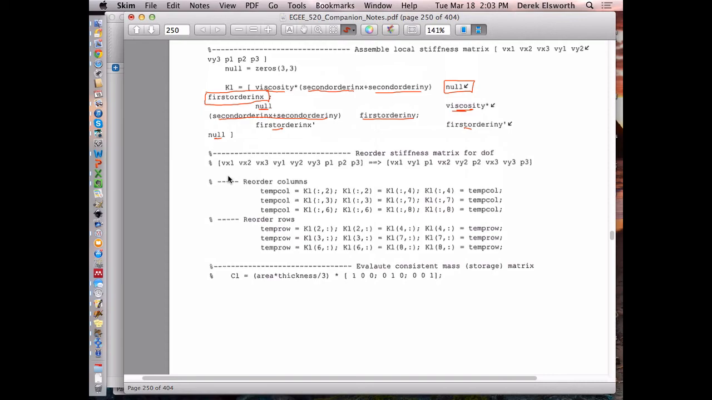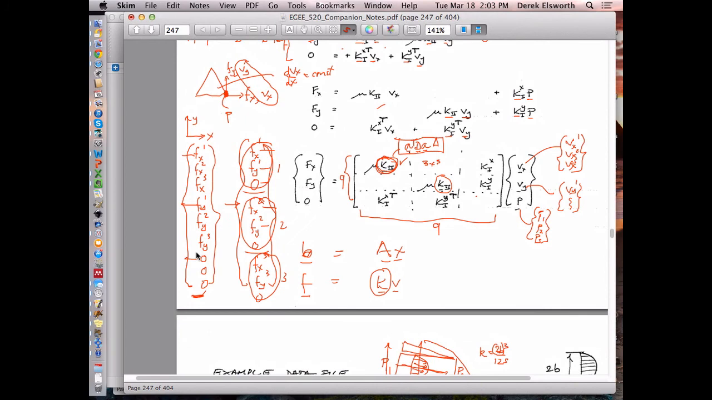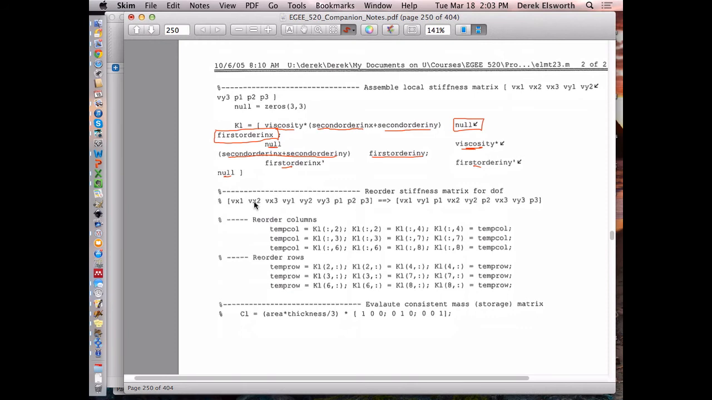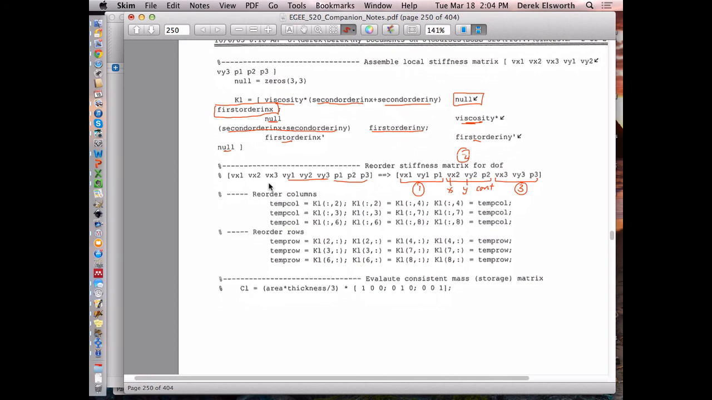This final part is basically doing that. I wrote it as forces on the left-hand side here, but obviously these forces relate to these velocities: velocities in x, velocities in y, and pressures. The way we have it right now is velocities in x, velocities in y, and pressures. We just want to rearrange it so it's node-centric: node 1, node 2, node 3, each with momentum in x, momentum in y, and continuity. And this little thing here is just doing that rearranging, nothing more.